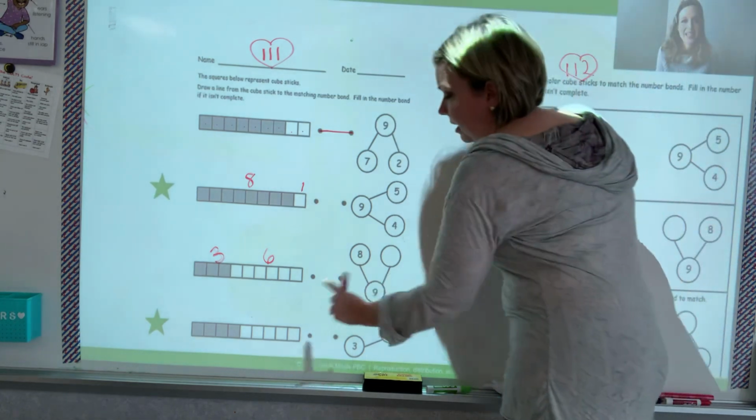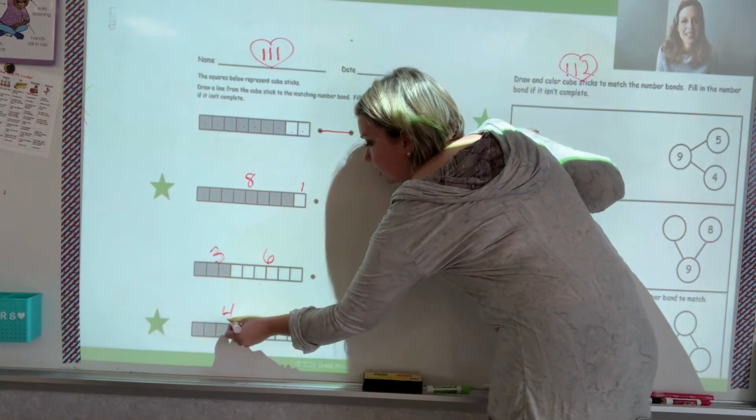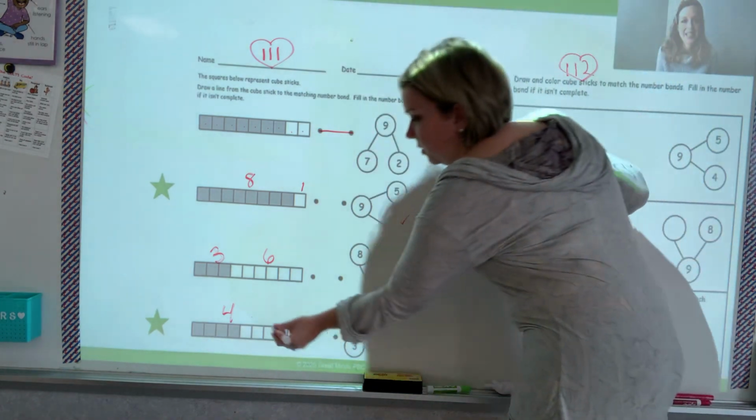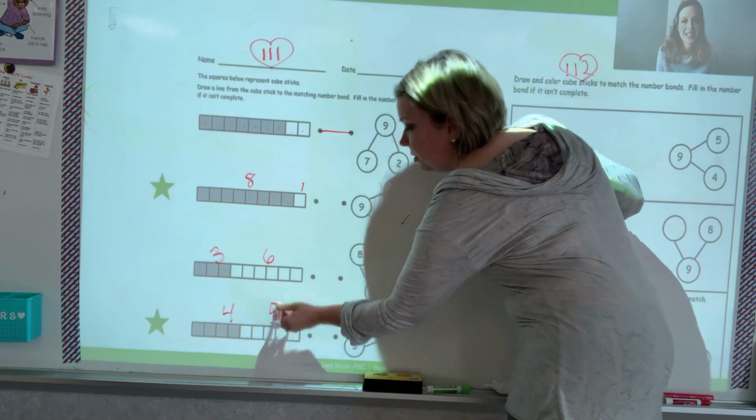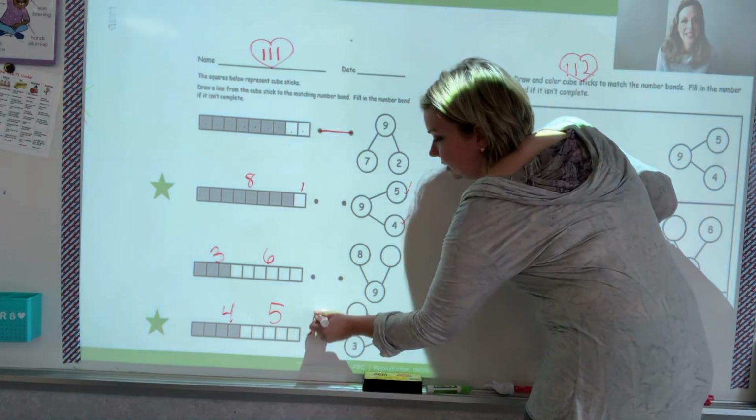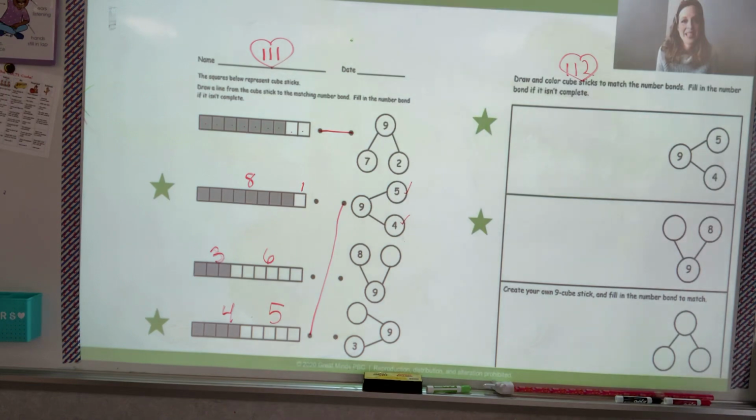Let's see if it's this bottom one. 1, 2, 3, 4. That's one of the parts that I need. And 1, 2, 3, 4, 5. Is that my other part? Yeah. So this and this match. I can draw a line to match it.